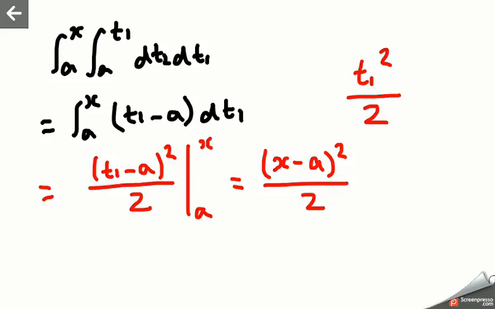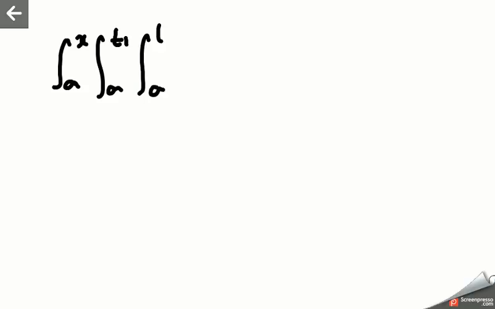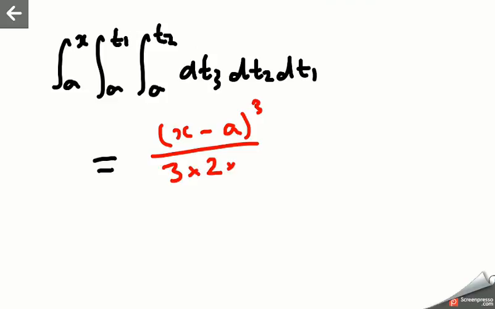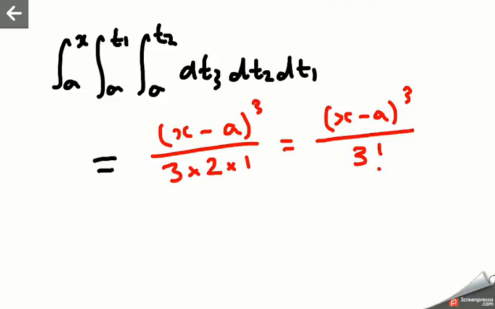And I'll leave it to you to convince yourself that the integral from a to x, the integral from a to t1, the integral from a to t2, if we just keep integrating, dt3 dt2 dt1, is actually just equal to (x minus a) cubed divided by 3 times 2 times 1. And this is equal to (x minus a) cubed divided by 3 factorial.